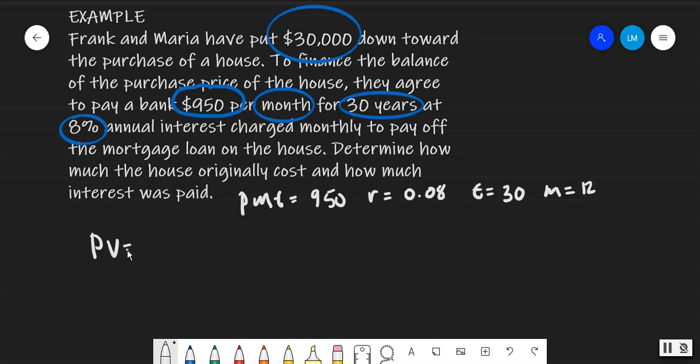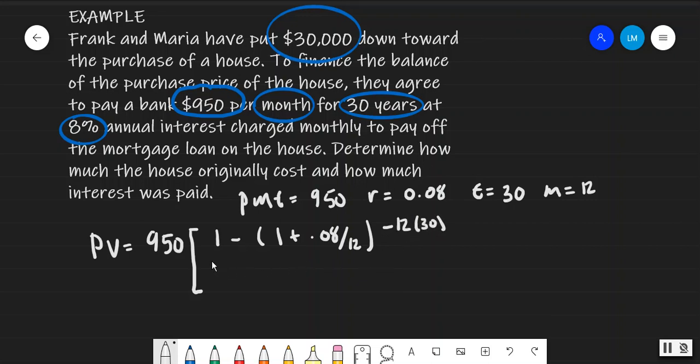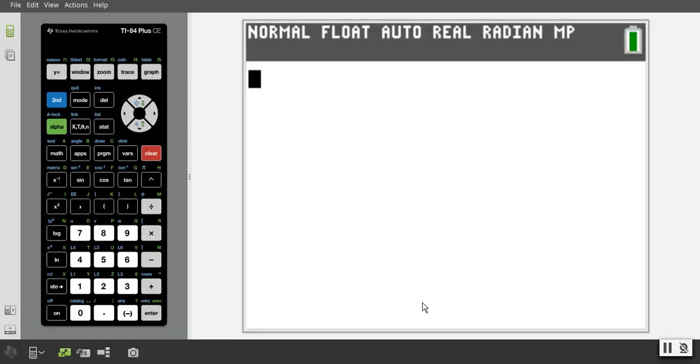So we have present value is equal to 950 multiplied by 1 minus 1 plus 0.08 divided by 12 raised to the negative. Basically, you have 12 times 30, which is really negative 360 if you want to put that. And this is all divided by 0.08 divided by 12, and then we just close it. So let's use our calculator at this moment.